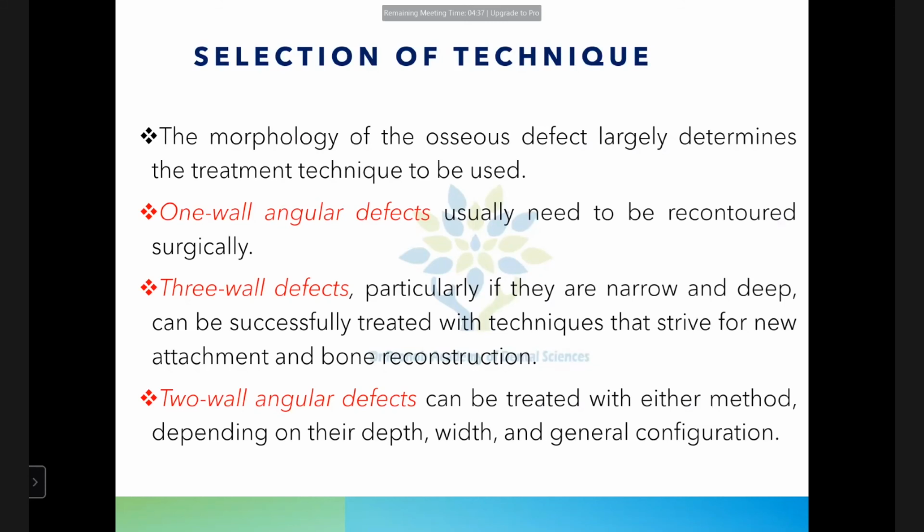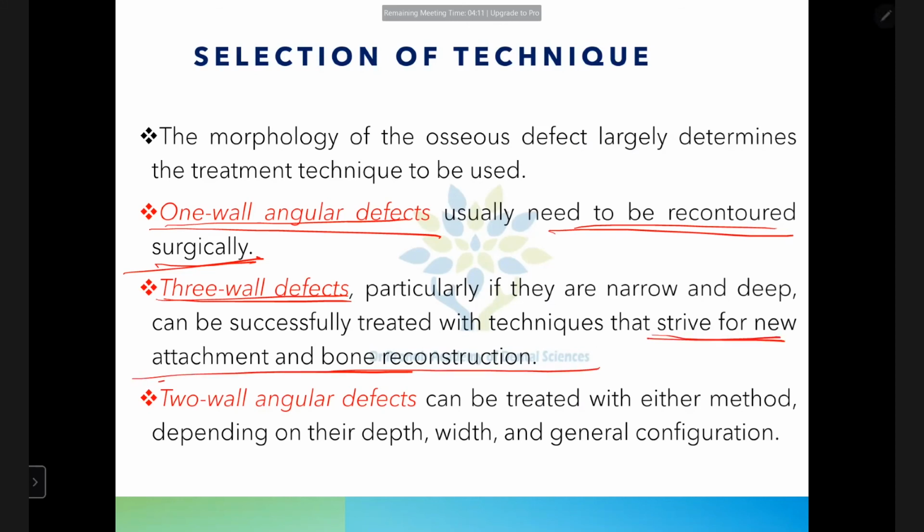Okay, next, selection of technique. I have told you about one wall, two wall, three wall defects. So in what kind of defect, what is the technique that you will select? We all know this. One wall angular defects usually need to be recontoured surgically, so we'll go with the resective osseous surgical technique. Whereas three wall defects, where three walls are present, can usually be successfully treated with the new attachment procedures and bone reconstruction procedures. So usually we'll go with the additive kind of surgical techniques.